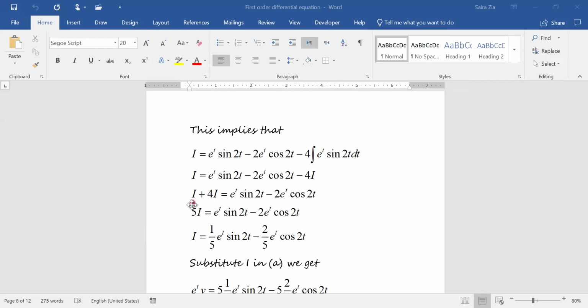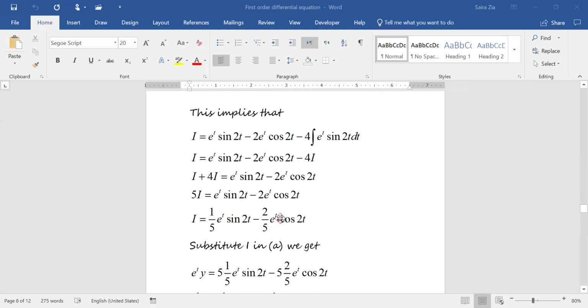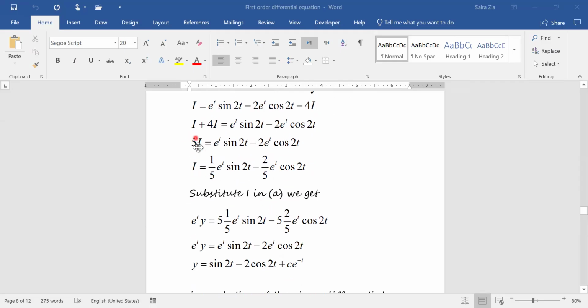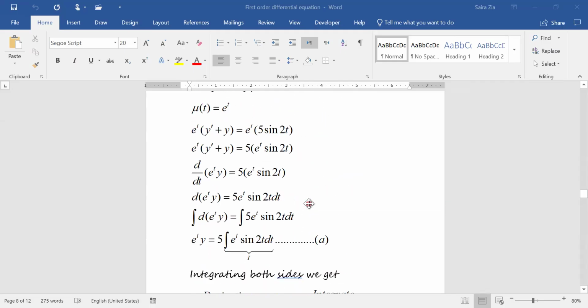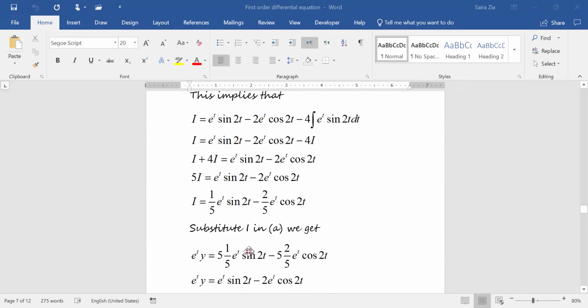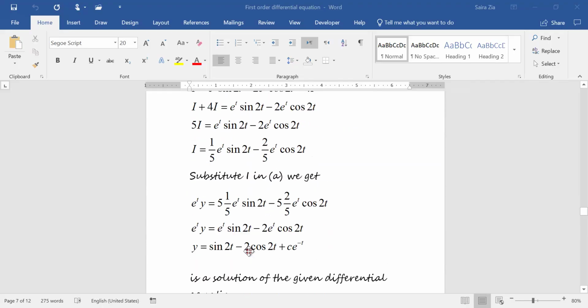So 4I plus I, we will get 5I, and on this side we get the same terms. After that we just divide all by 5 so that we can get rid of this 5. So we divide each term by 5, and then we substitute this I in equation A, where we started; we named that equation as A. So we will substitute I with whatever integral we get.